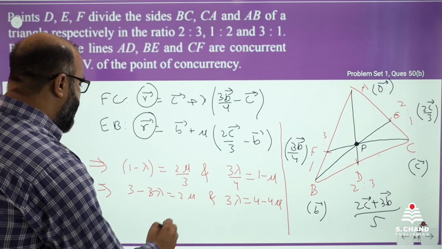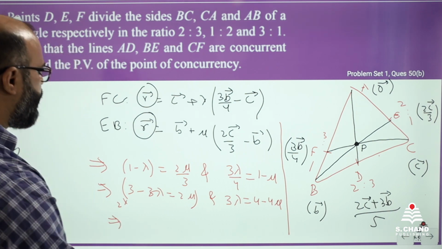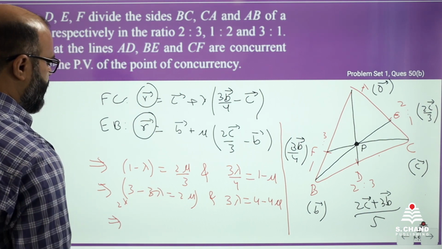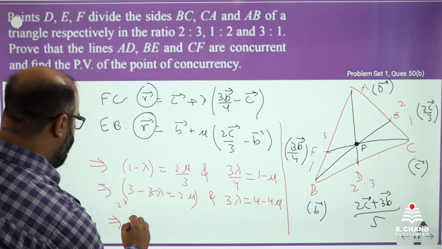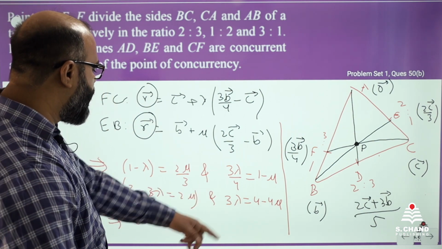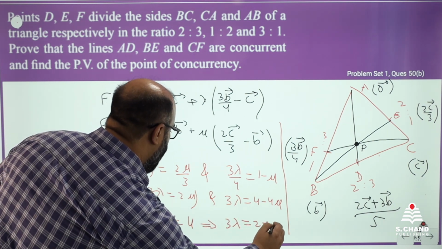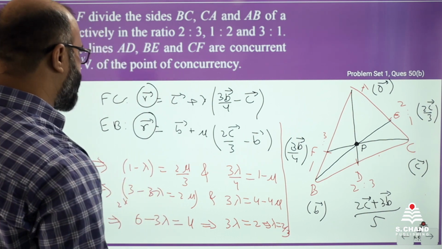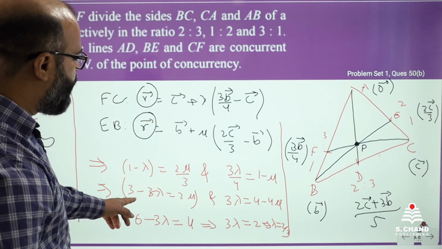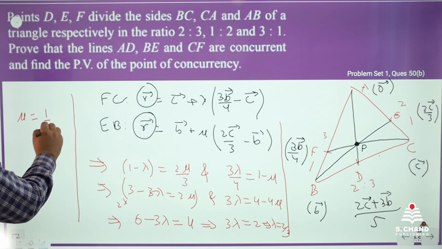Now if you multiply this with 2 and add both of them, we get 6 minus 6 lambda plus 3 lambda, that will be 6 minus 3 lambda, and here 4 mu minus 4 mu cancel, leaving 4. So 3 lambda is equal to 2, lambda is equal to 2 by 3. Similarly, what do you get for mu? Putting lambda is equal to 2 by 3, mu is equal to 1 by 2.